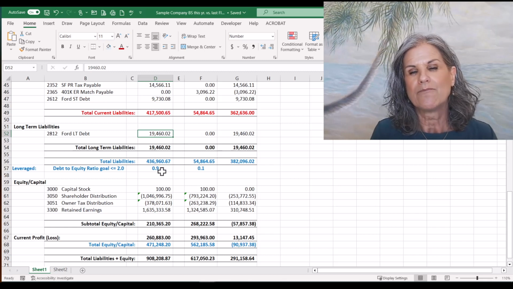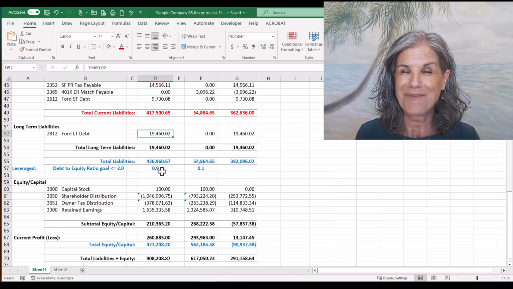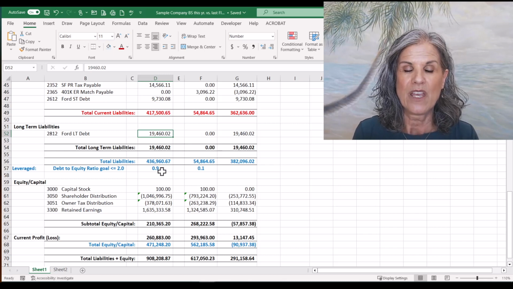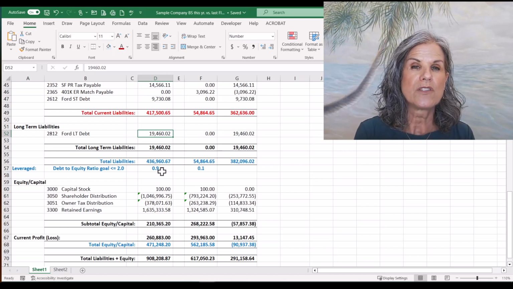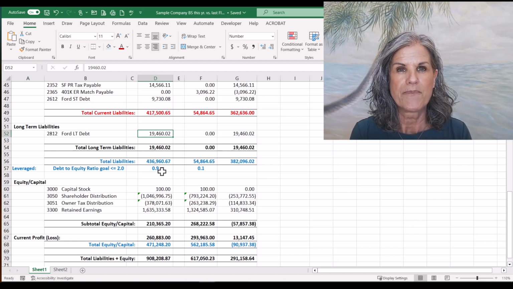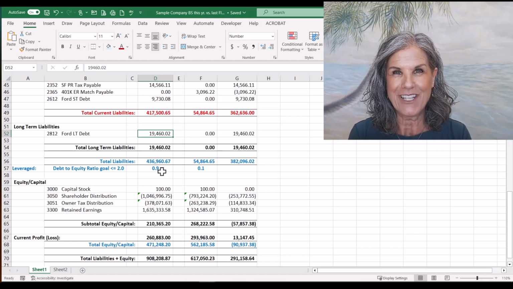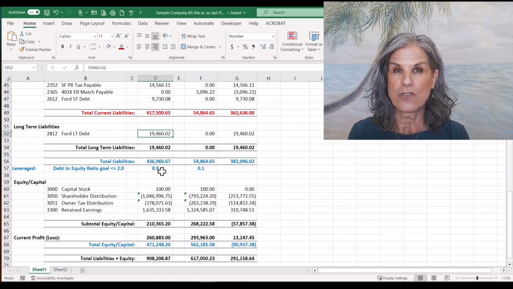So again, what are you going to do with this number? I recommend that you pay attention to this number and just calculate it for yourself. And what I've seen happen over time is that this is one of those numbers that, just like your current ratio, the more healthy this number is, keeping it under a 2-to-1 ratio, it tends to make it that your cash flow is a little bit easier.